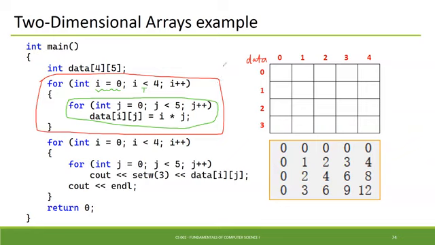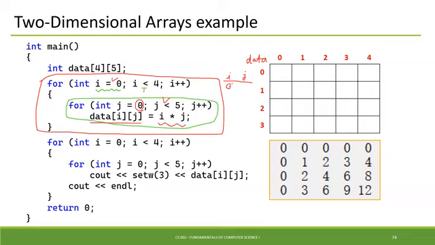Let me write down i and j. At first i is 0, and then j will start from 0 and go up to 4, right? Less than 5, so j will be 0, 1, 2, 3, 4. While updating j, we will put i times j in this location.